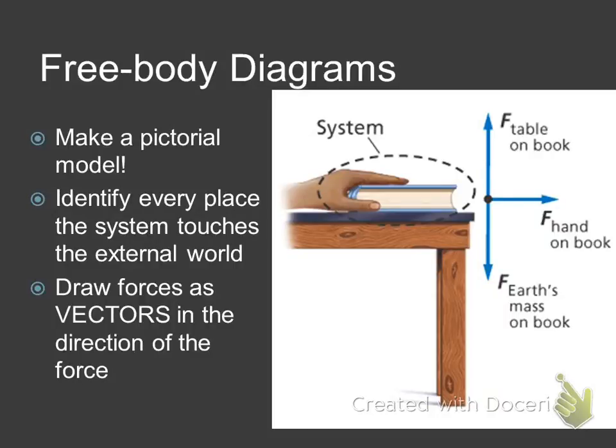Okay, so free body diagrams give us a picture model of what is happening in these systems. We have to draw them in terms of vectors, which means an arrow, and we draw them in the direction of the force. Okay, you'll see that in this particular free body diagram, we've got a hand that's applying a rightward force on this book. Okay, it's pushing it to the right.